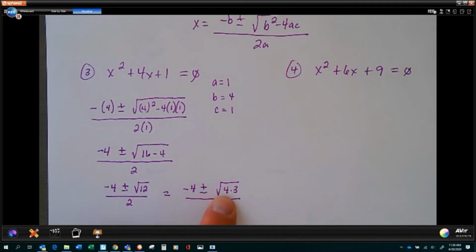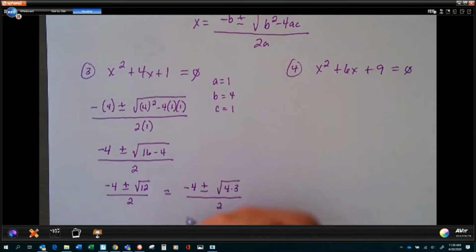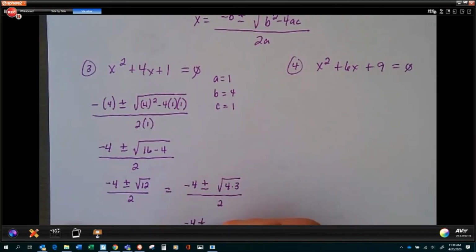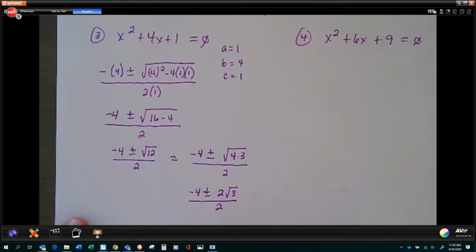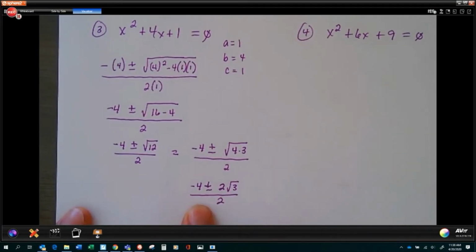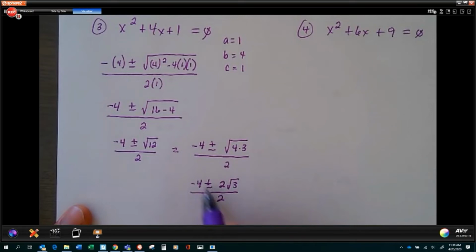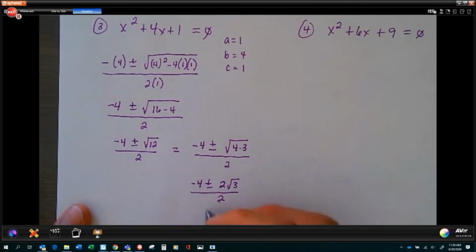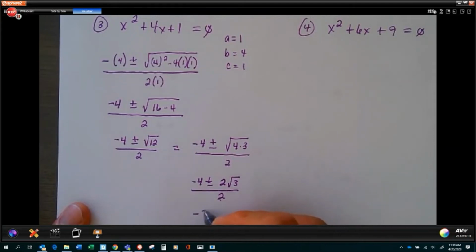4 is a perfect square, so I can pull that one out, and I have negative 4 plus or minus the square root of 4 times the square root of 3. This is going to become 2 radical 3 all over 2. And then I can divide each one of these by 2 and simplify it, getting rid of the denominator. So negative 4 divided by 2 is going to give me a negative 2 plus or minus 2 divided by 2 is 2, radical 3.